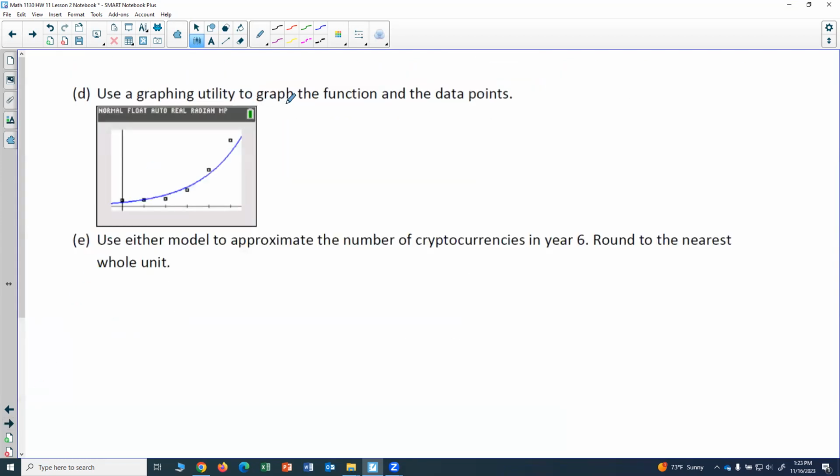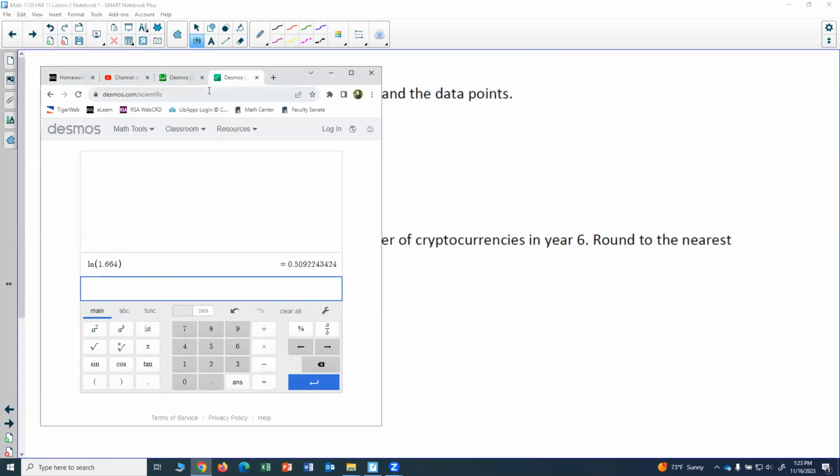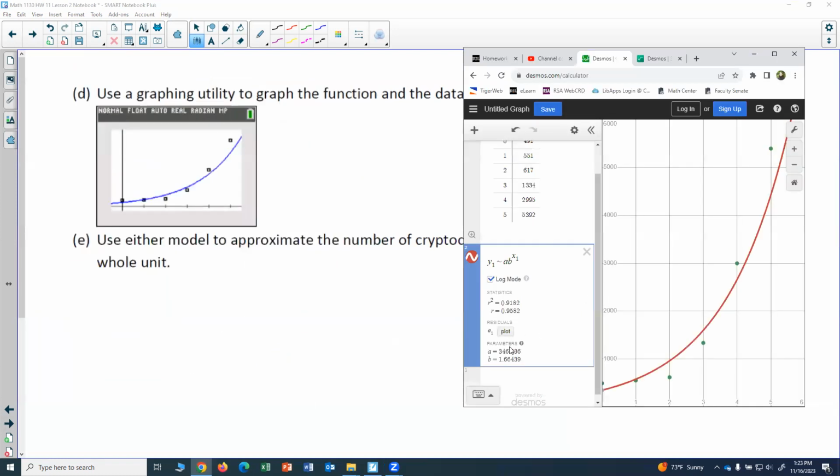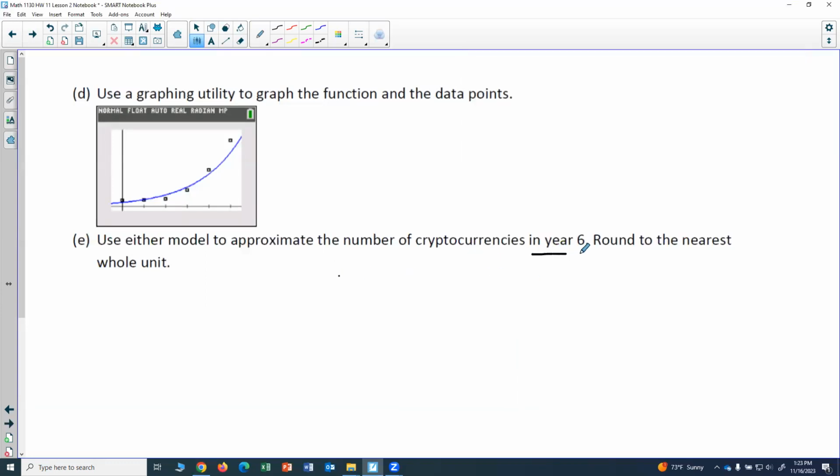Now we're asked to use a graphing utility to graph the function and the data points. That happened automatically in the Desmos graphing calculator when we did the scatter plot and adjusted our window and did our y1 equals a times b to the x. So this would just be a matter of matching up the graph and scatter plot to the correct option in your homework system. Last, we're told use either model to approximate the number of cryptocurrencies in year 6. Round to the nearest whole unit.